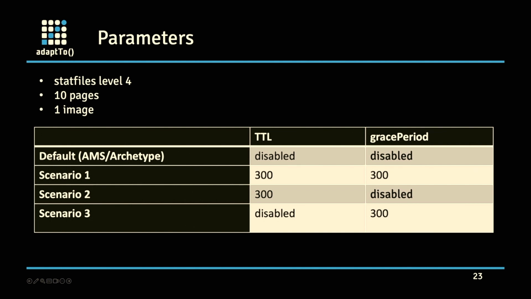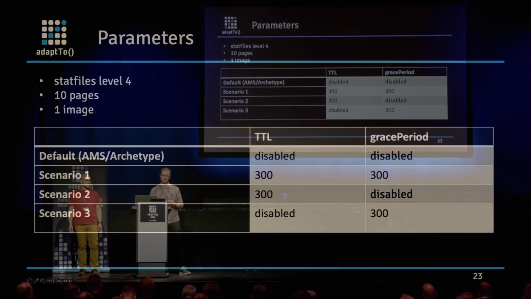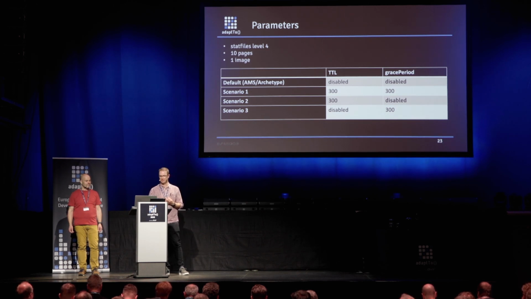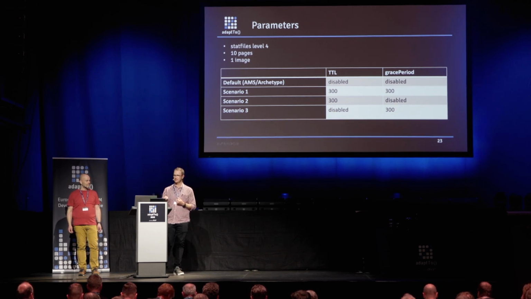Scenario 1, we had time to live set to 300 seconds, grace period set to 300 seconds. Scenario 2, time to live set to 300 seconds, grace period disabled. I'm going to quickly touch on the default there before I go further. Grace period is disabled in AMS deployments and in the archetype for 6.5, but it's actually 2 seconds for cloud servers. Don't ask me why, but that is currently how it's set up. So do bear that in mind when you configure these values. And then lastly, scenario 3, where we disable time to live, but we still use the grace period.